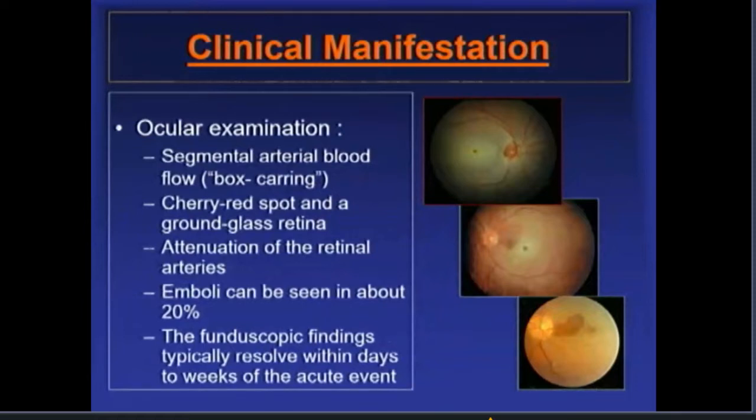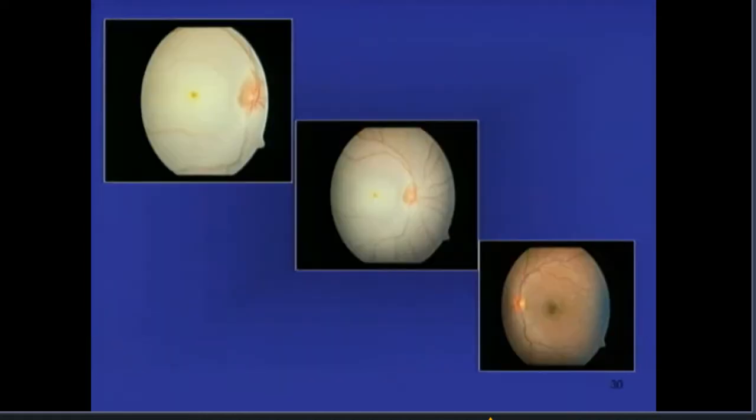During the examination, we might see segmental arterial blood flow, which we call box carrying, and we might recognize the cherry red spot in these patients, attenuation of arterial blood vessels, and emboli, which could be seen in 20% of these patients with central retinal artery occlusion. If the patient comes after 1 week or 2 weeks, you might not find all the typical signs that you see in the acute case of central retinal artery occlusion.